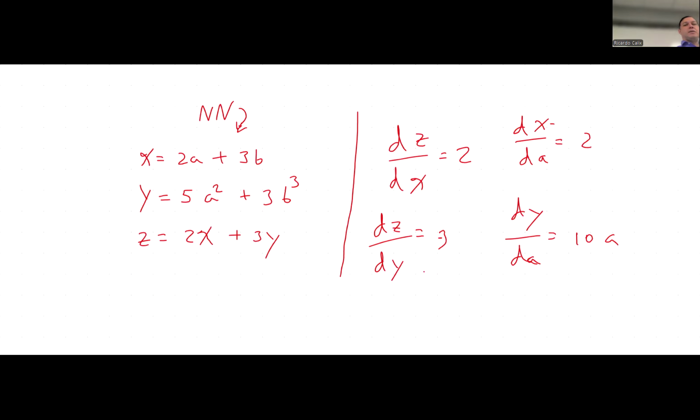You don't need the values for b. If I close here, we don't need dy of db, and we don't need dx of db, because we're not looking at that parameter right now. We're only looking at the a parameter. We need that information to update that specific weight. Okay, so that's the basic idea.